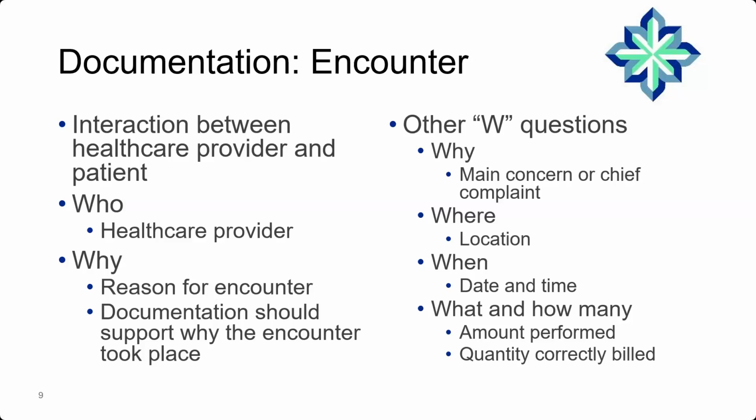When did the encounter take place? Make sure to include both the date and time in your documentation. What occurred during the encounter and how many services were provided? Ensure the services performed are documented accurately and the quantity is correctly billed on the claim. As part of the review process, we require details about who provided the service, when it was provided, and how long it occurred. Many Medicare reimbursable services have specific place of service requirements.